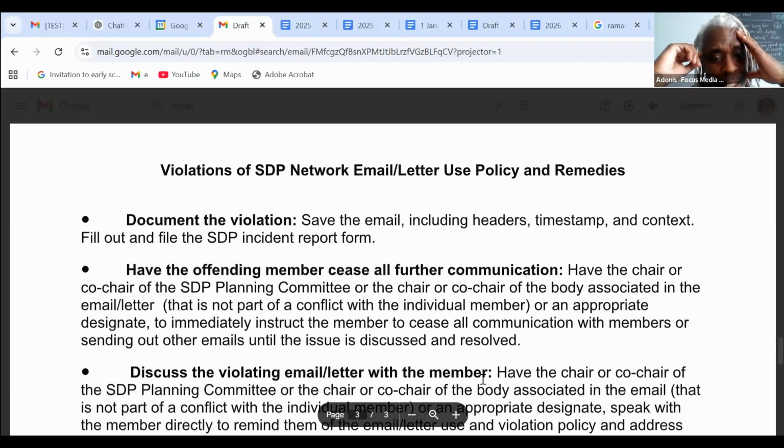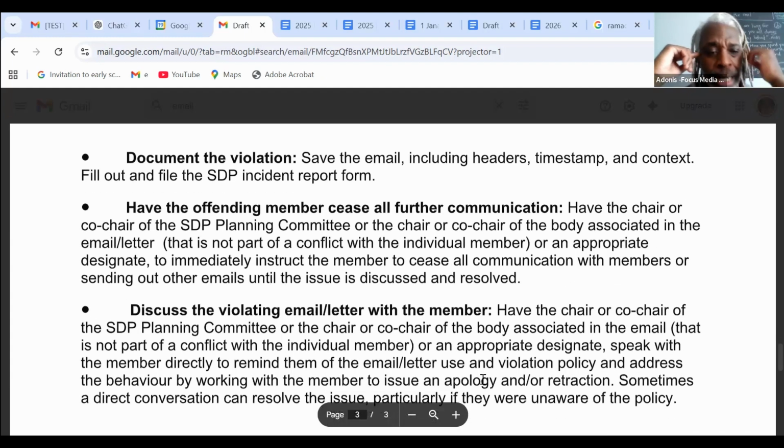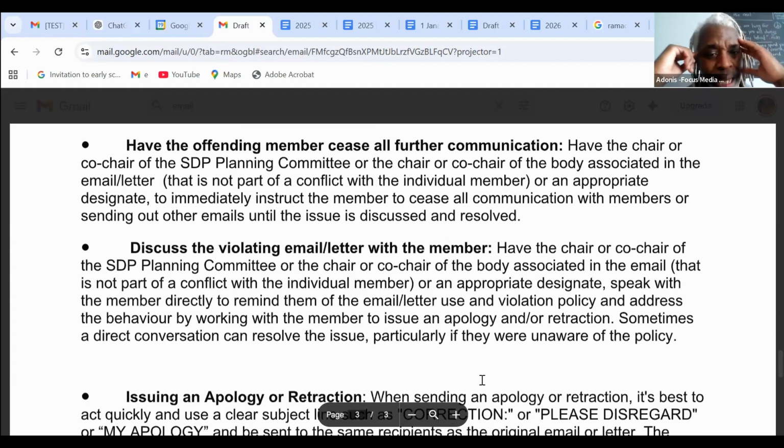that is not part of the conflict with the individual member, or an appropriate designate, immediately instruct the member to cease all communications with members or sending out other emails until the issue is discussed and resolved. And then the next step is to discuss the violating email or letter with the member.